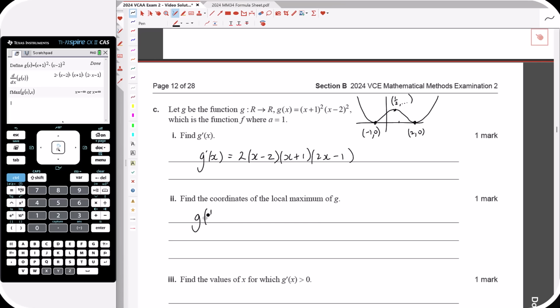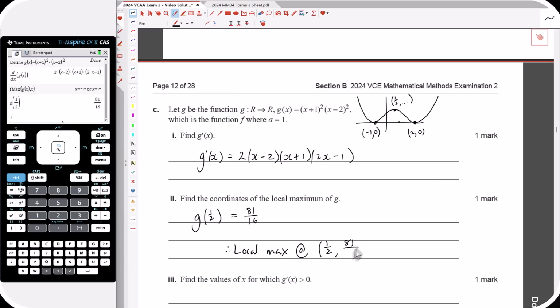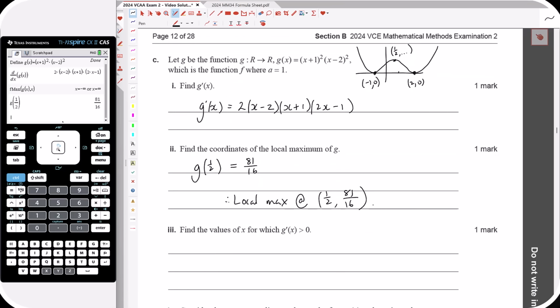And so we want the coordinates. We're going to need to work out g of 1/2. So that is 81 on 16. So therefore, max at the point 1/2, 81 on 16. Make sure you give your answer as a pair of coordinates for the 1 mark.